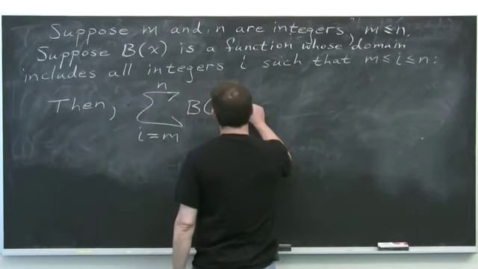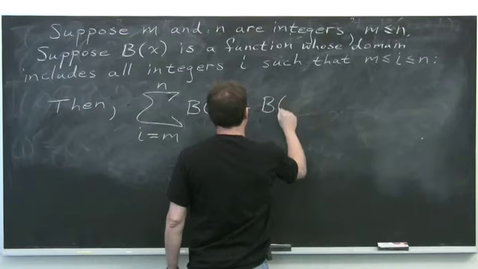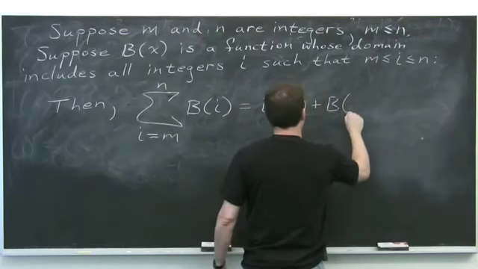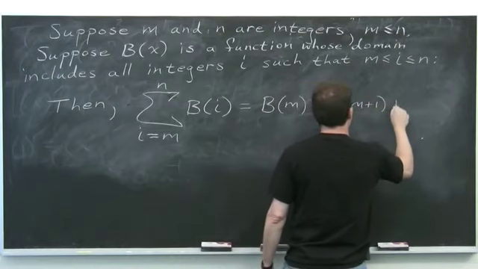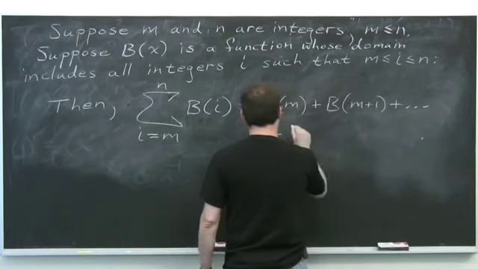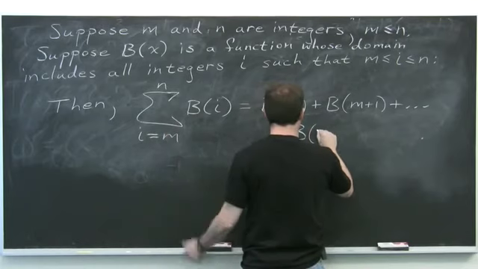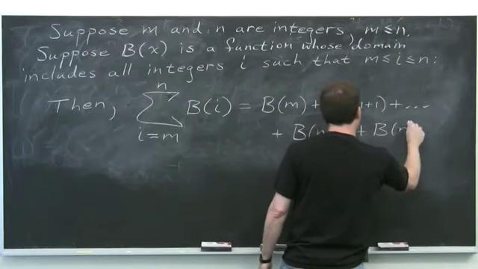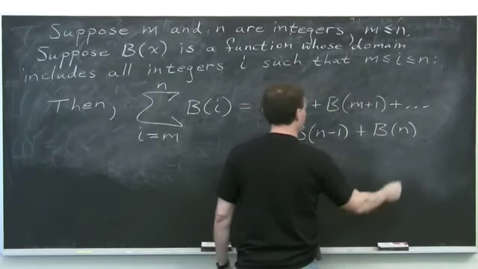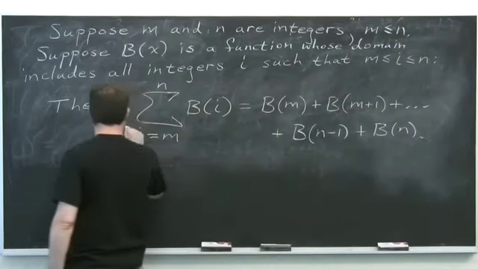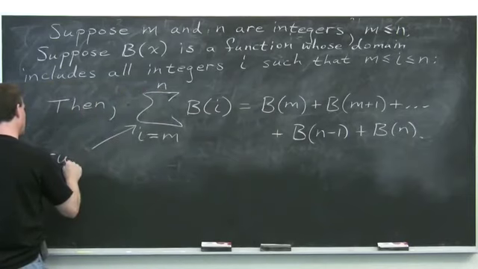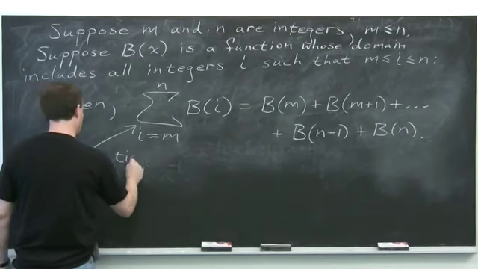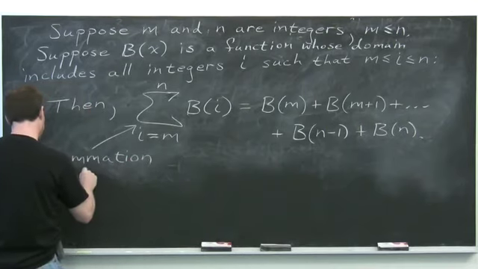So it means you take b of m, plus the next, you let I be 1 bigger, b of m plus 1, plus, and you just keep adding until you get to, well, just before n, you would be at n minus 1, plus b of n. It means that sum. This is called sigma notation or summation notation. It's just handy for writing long sums like that polynomial that I wrote over there.